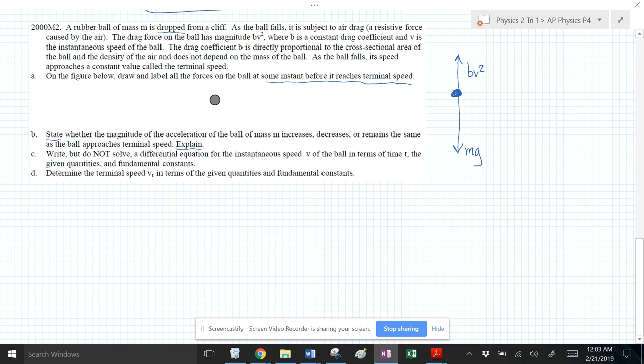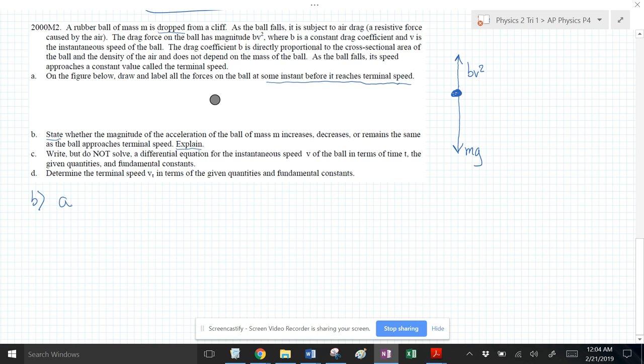State whether the magnitude of the acceleration of the ball increases, decreases, or remains the same as the ball approaches terminal speed. So again, as this thing keeps falling and velocity gets bigger, this force is going to get bigger, bigger, bigger until it matches this thing and we no longer increase velocity. So what's going to happen to the acceleration? The acceleration is going to be getting smaller because the net force is getting smaller.